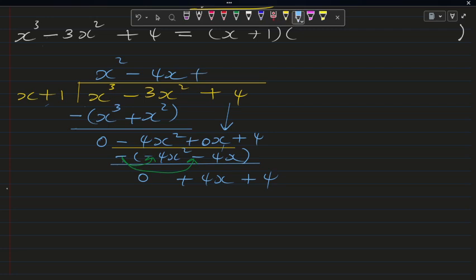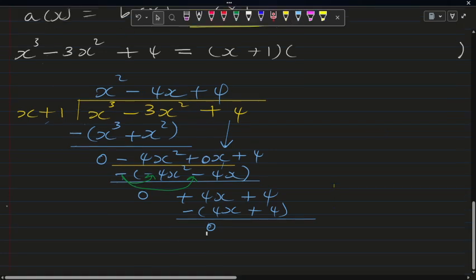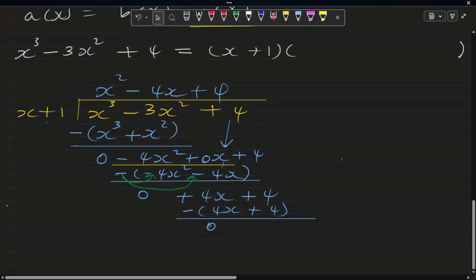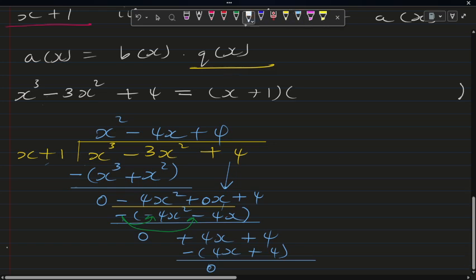We say 4x divided by x, that will give us a value of 4, and then we multiply, so we say 4 times x, this will give us 4x, and then 4 times 1, that will give us a value of 4. And then the next step is for us to subtract. And then if we subtract, we see that 4x minus 4x will give us 0. But then 4 minus 4 as well will give us a value of 0. So we end up with a remainder of 0.